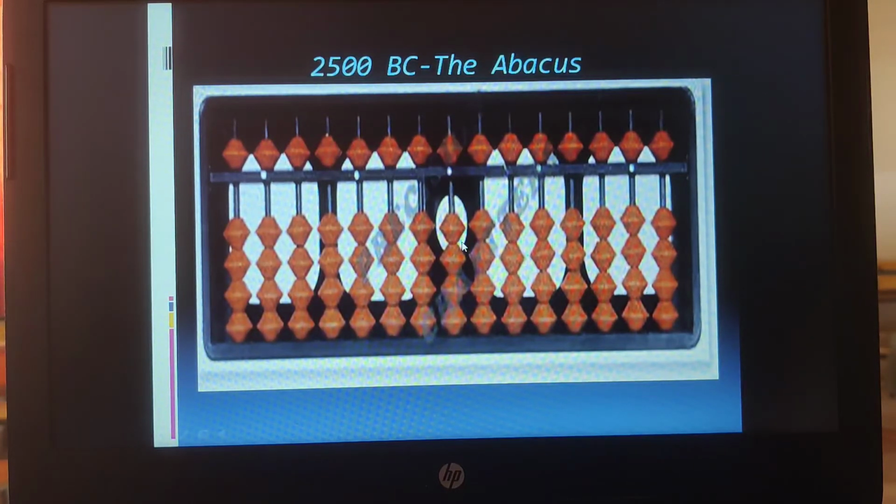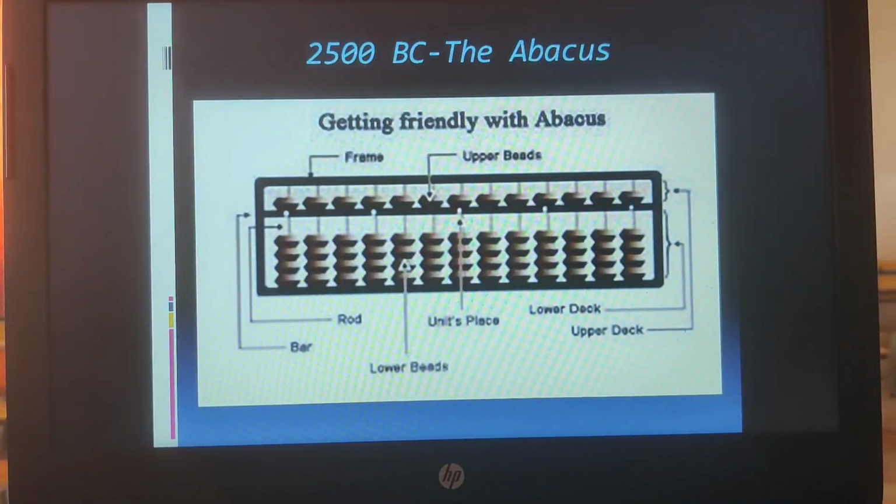Moving on to the next computing device, this is another image of the abacus. This entire plate is called the frame. These are the upper beads, these are the lower beads. You can see that these are representing the units place and all. This is the rod, bar. We are not actually concentrating on how exactly abacus was working. We are concentrating on who has developed it, in which year it had come into existence and for what purpose.